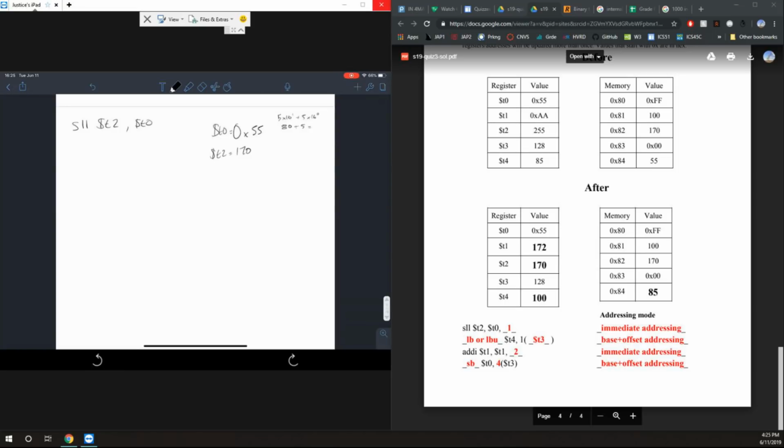So 85 times 2 equals 170. If we shift to the left, that's multiplying by 2. And therefore, we only have to shift left once. So we're just shifting by 1. So that's the first answer.